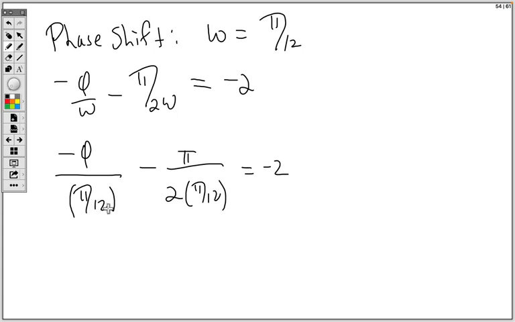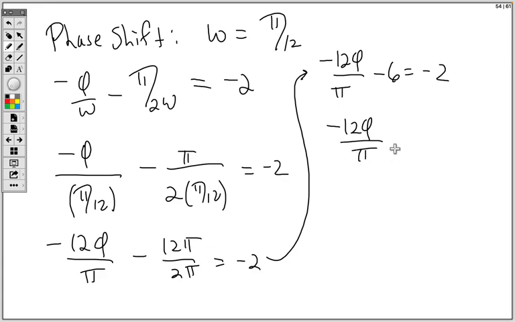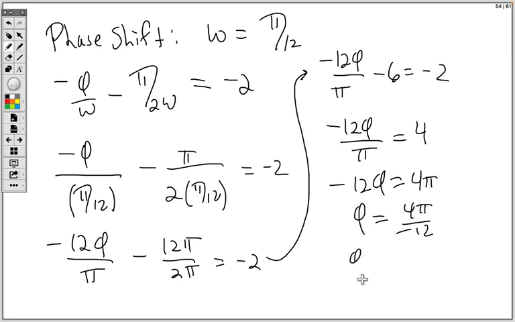When you divide by a fraction, you multiply by the reciprocal. So we can write the first term as minus 12 phi over pi, and the second term is minus 12 pi over 2 pi. But 12 pi over 2 pi is 6. Adding 6 to both sides, I get negative 12 phi over pi is positive 4. Multiplying by 4, dividing by negative 12, I get my phase angle phi to be minus pi over 3.